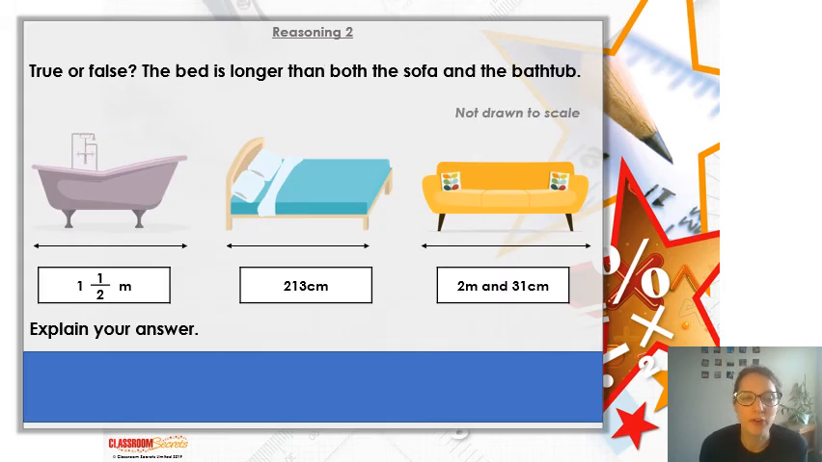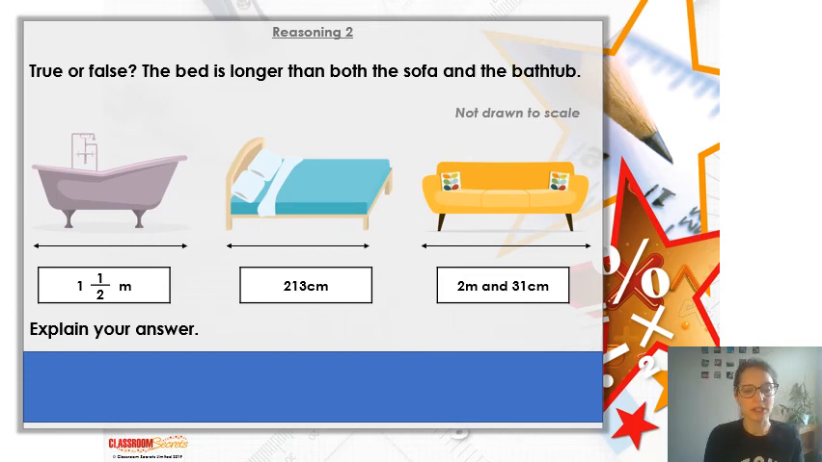Okay, true or false? The bed is longer than both the bath and the sofa. Okay, so you've got 3 measurements there. The bathtub, 1.5 meters. The bed, 213 centimeters. And the sofa, 2 meters and 31 centimeters. So is the bed longer than both the sofa and the bathtub? Pause it and prove it.